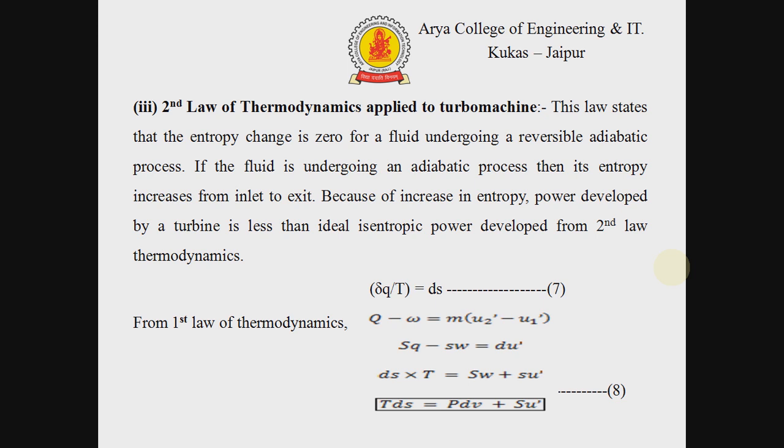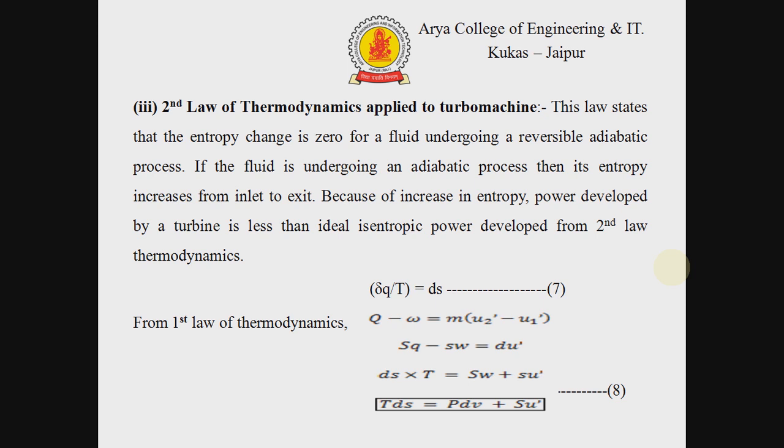Now we discuss the second law of thermodynamics applied to a turbo machine. This law states that the entropy change is 0 for a fluid undergoing a reversible adiabatic process. If the fluid is undergoing an adiabatic process, then its entropy increases from inlet to exit. Because of the increase in entropy, the power developed by a turbine is less than the ideal isentropic power developed. Equation number 7 shows the entropy law from the first law of thermodynamics.